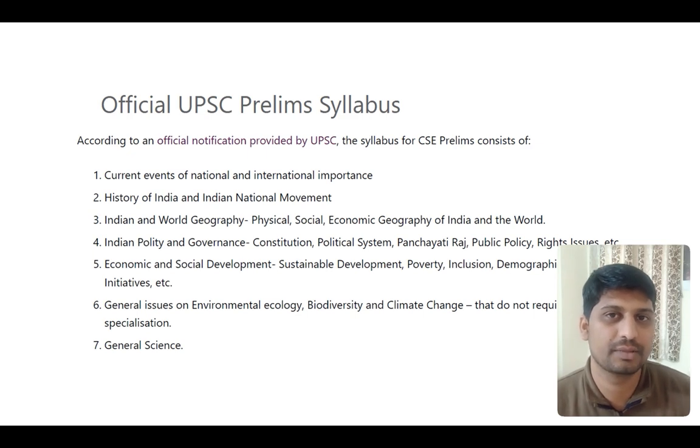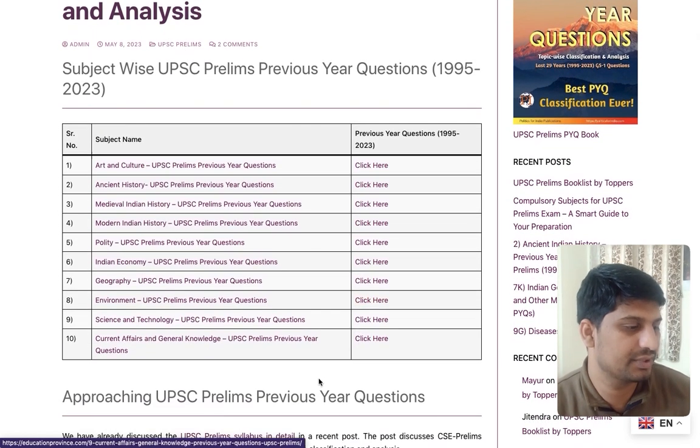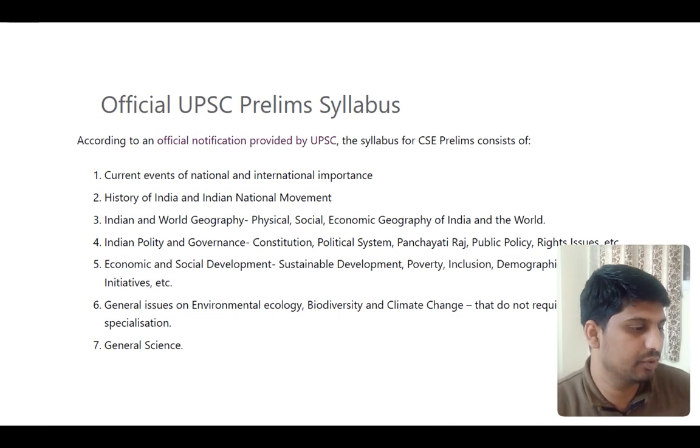Now, if you can see over here, this is our website. Although UPSC provides 7 topics as the official syllabus, we have further divided the 7 topics into 10 topics. As you can see, art and culture, ancient history, medieval, modern history, polity, economy, geography, environment, science and tech, and current affairs, general knowledge. Now, these 10 topics correspond with the 7 topics provided by UPSC.